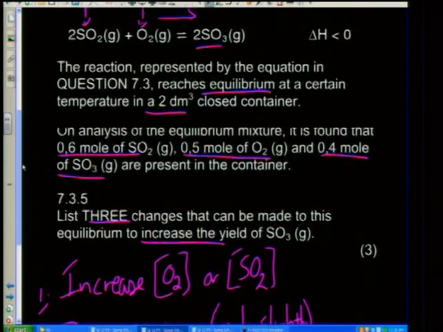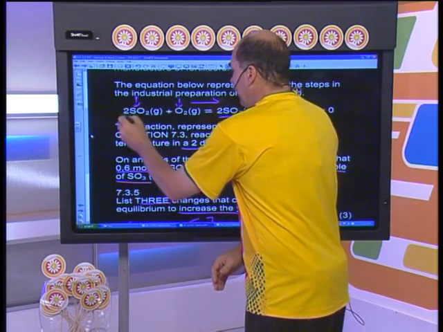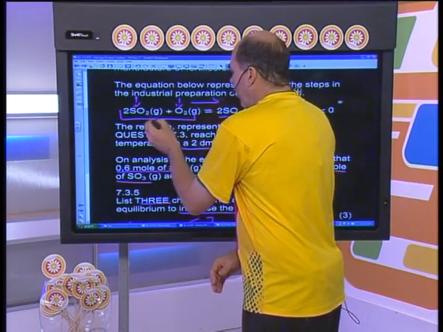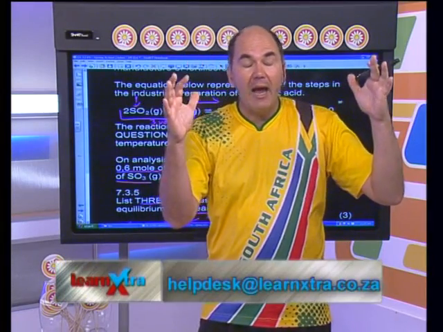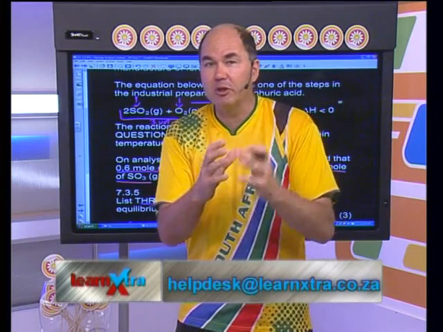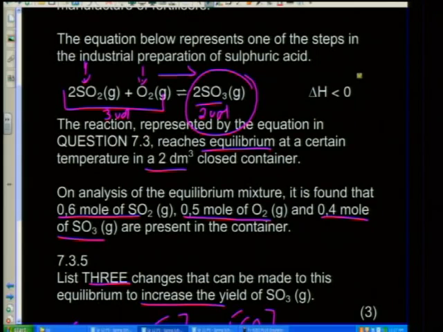Now, what's the other way that we can do it? Have a look carefully at the volumes that we have here. We have 2 moles and 1 mole. That's 3 volumes in total, 3 molar volumes. And we've only got 2 volumes over here. Great. So where is the favorable situation? A low pressure or a high pressure? We want to get 2 volumes. Only 2 volumes.